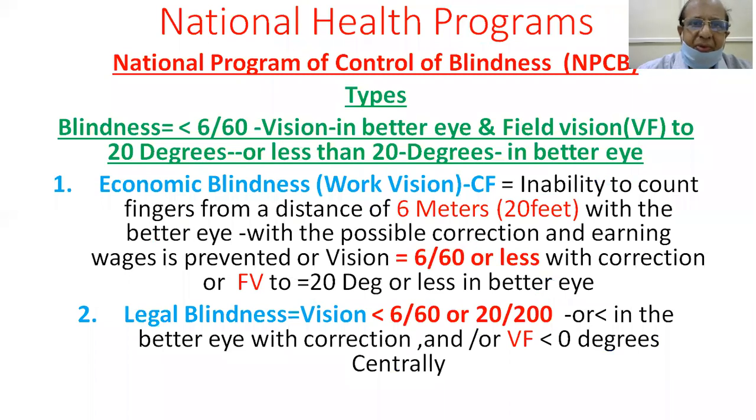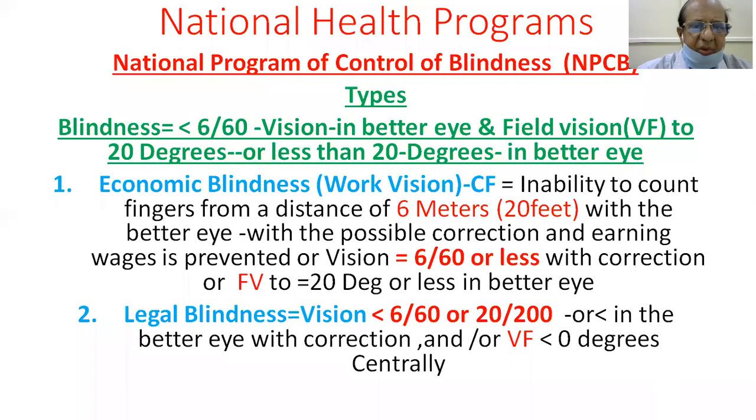National Program of Control of Blindness, there are types of blindness. Normal vision is 6 by 60 vision in the better eye, and field vision to 20 degrees or less than 20 degrees in the better eye. This is blindness. If it is less, if it is normal, 6 by 60, so he has to see at 60 meters what a normal person sees, whereas upward is 6.